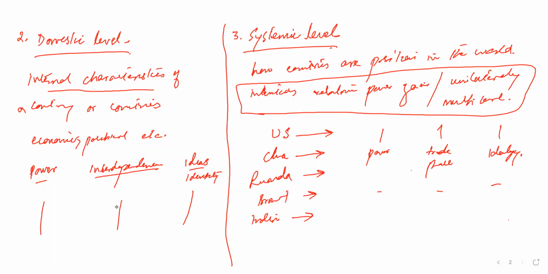So these are the three major levels of analysis: individual, domestic, systemic, and then there is a fourth one as well, which is commonly known as the foreign policy level of analysis. Now, this foreign policy level of analysis, you can say that it links your domestic politics and international relations.